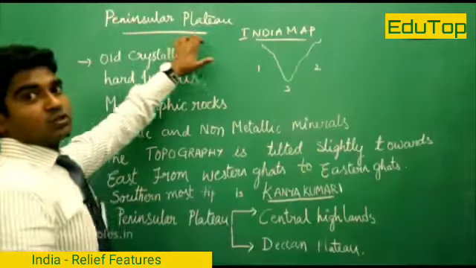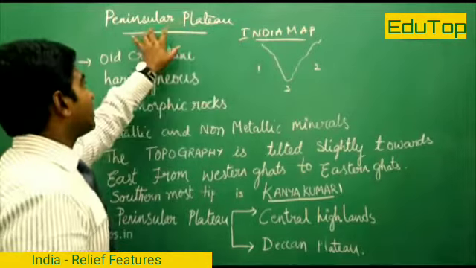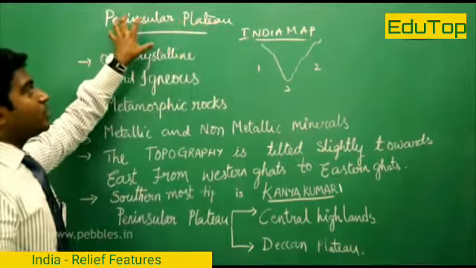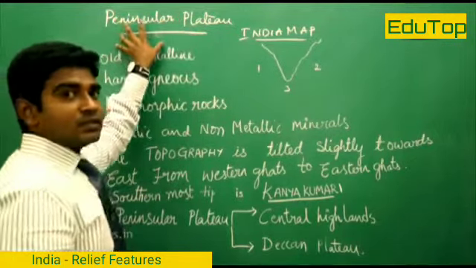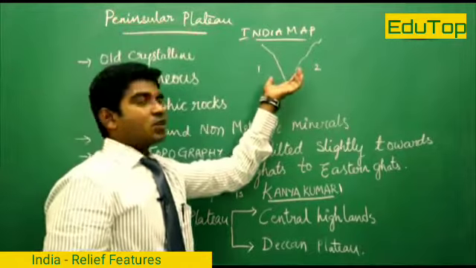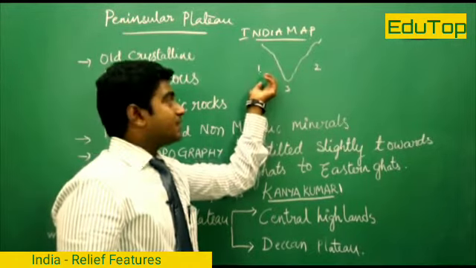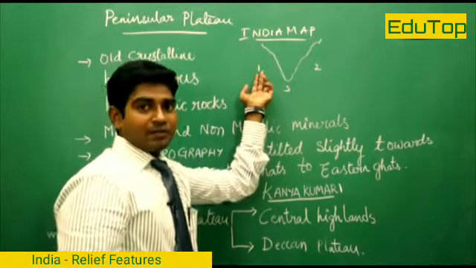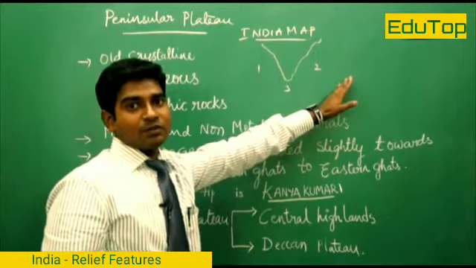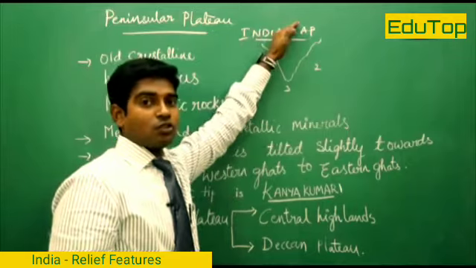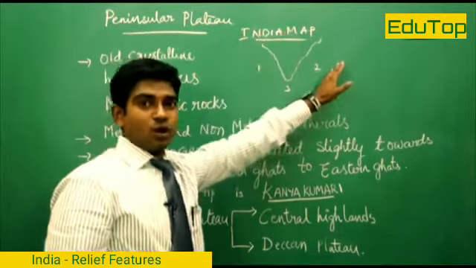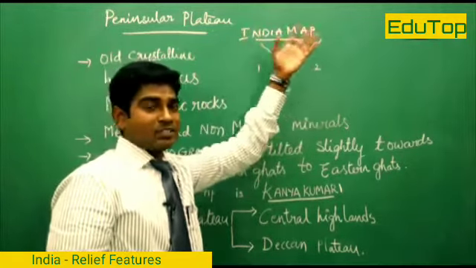It covers the peninsular plateau. Why do we call this a peninsular plateau? The word peninsular means a place or land which is covered on three sides by water. In the western part we have the Arabian Sea, on the eastern part the Bay of Bengal, on the southern part the Indian Ocean, and then we have the Himalayas on the north, so three sides are surrounded by water and one side has land adjacent to it.